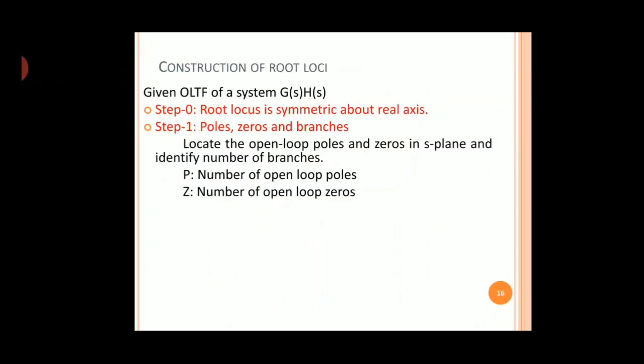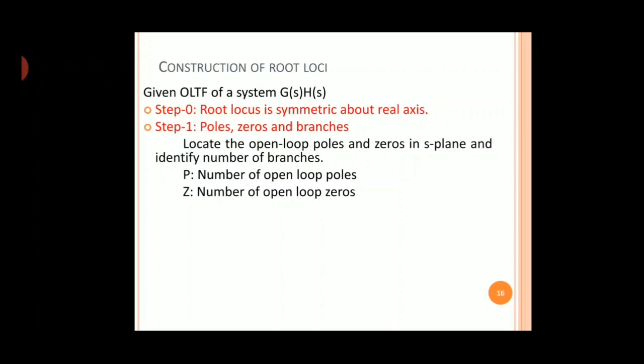So to start with, given a G(s)H(s), step 0. I named it as step 0 basically because it is not a step. You can say it is a property of root locus. It says that root locus is symmetric about the real axis. That means the structure of root locus above the real axis is a mirror image of what lies below the real axis.